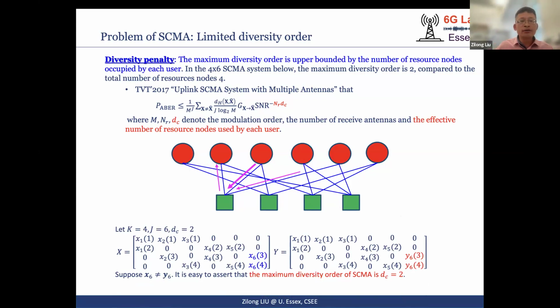All right, so this actually explains the main problem of SMA, which suffers from limited diversity order. So now the next question is, if we move from SMA to dense code multiple access, okay? Because once we send every user over the full subcarrier, then we are going to have DCMA. So what will be the performance gap?